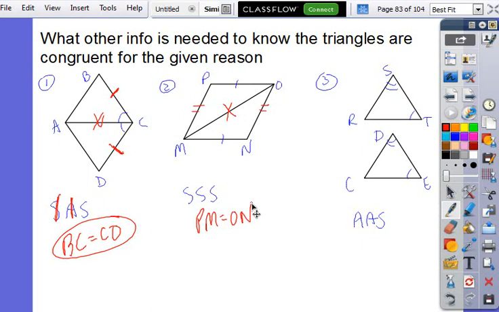Over here, I've got two pairs of angles already done. The side has to be not in between the angles. So could I do that? No, because it's in between. Can I do this? All right, so I could say RS is equal to DC. Well, what else could I do? I could say RT and CE. Either one of those would work.